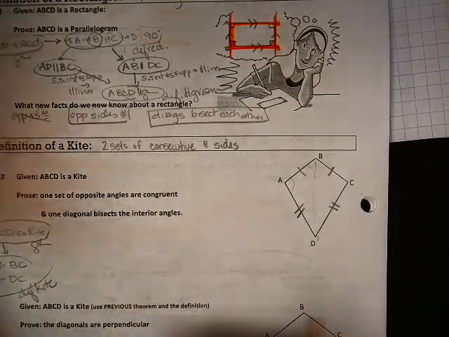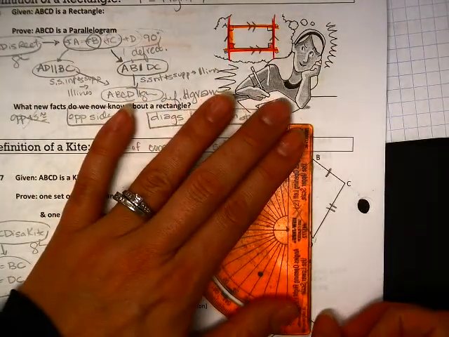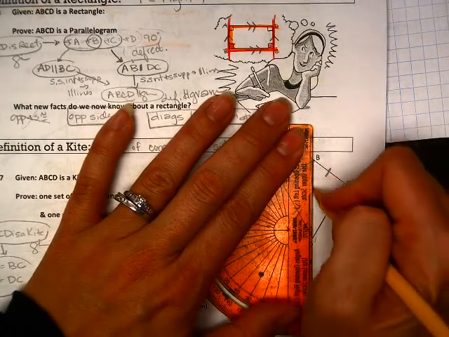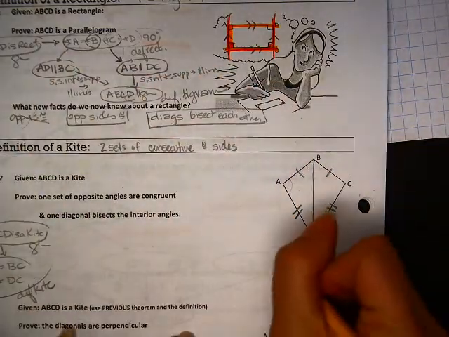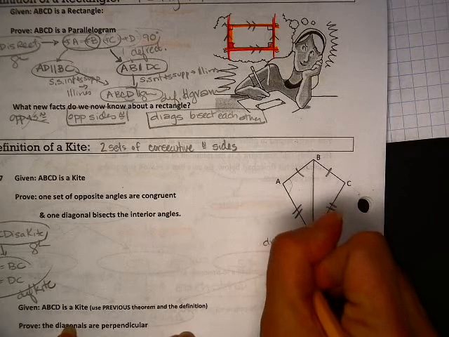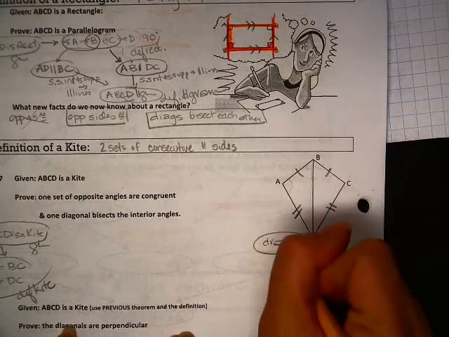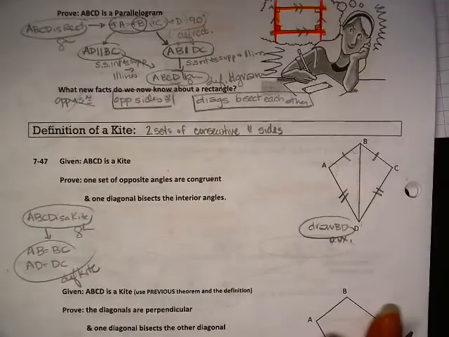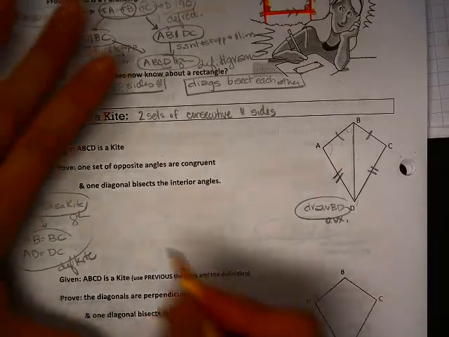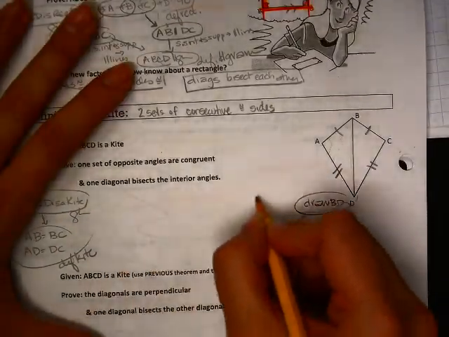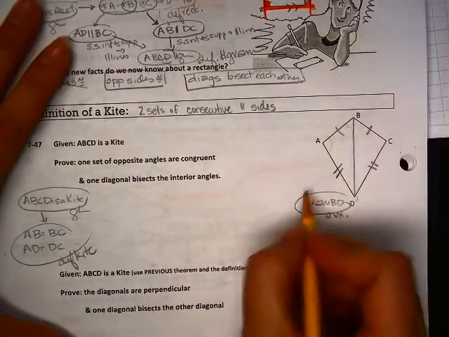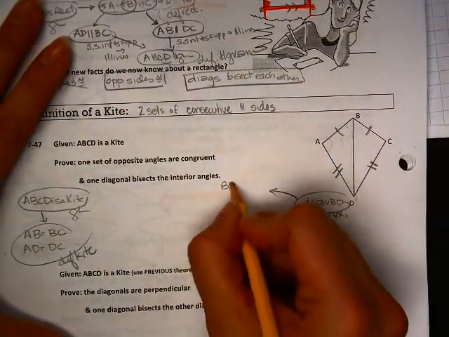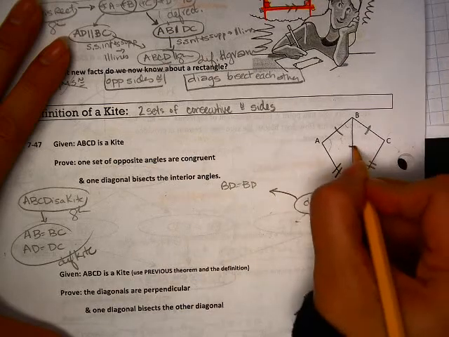Now, again, I wanted to prove that the diagonal bisected the interior angle, so I need to draw an auxiliary line. So we're going to draw BD auxiliary. Again, all I did is connect two dots. That's all I really did on that one. So now I can say that, bring it up here. BD equals BD, right?